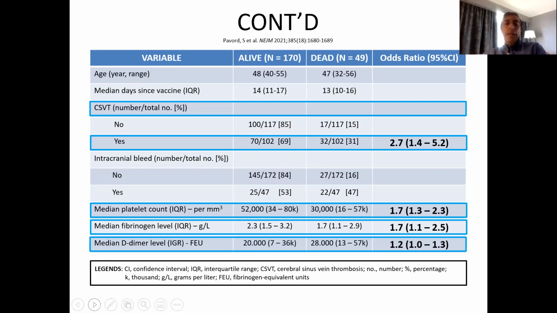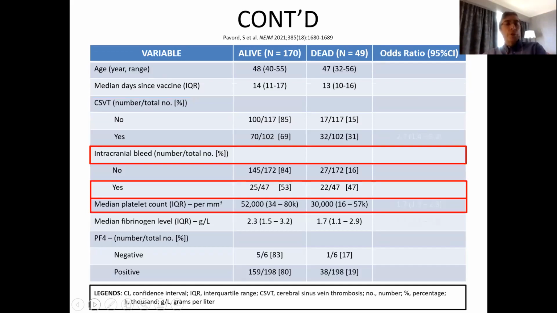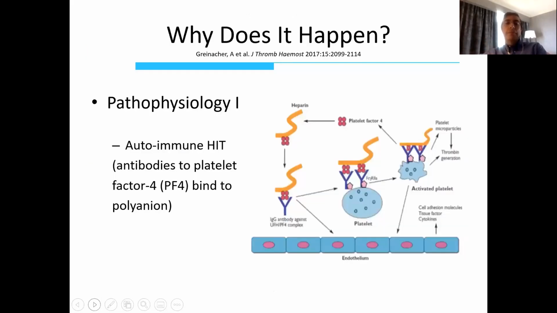Next slide, please. The multivariable analysis showed that individuals that had CSVT accompanied by intracranial bleed and a platelet count equal or lower than 30,000, approximately 3/4 of those individuals would have had death as the outcome. And that was shown by the multivariable analysis on these individuals. Next slide, please. Why does this happen? I alluded to the fact that the pathophysiology resembled what is called autoimmune heparin-induced thrombocytopenia.